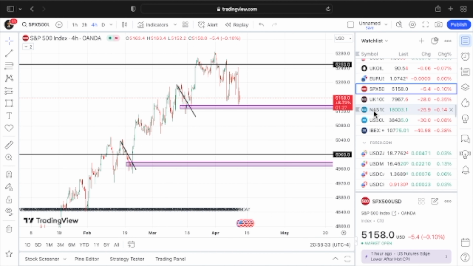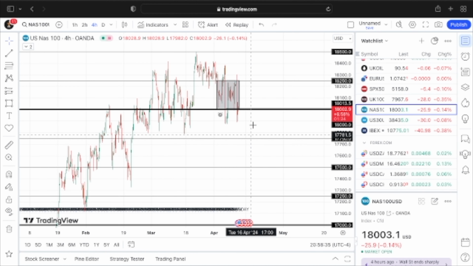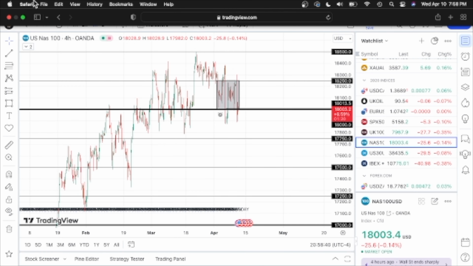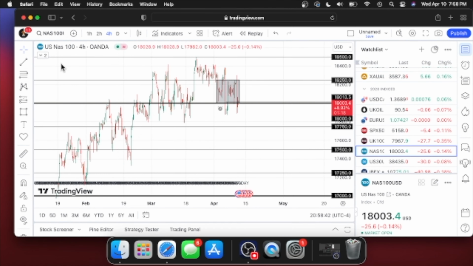But yeah, that's what I see as far as Nas, US30, SPX. If anybody has anything else y'all want to look at, just let me know and I'll drop another video of this.